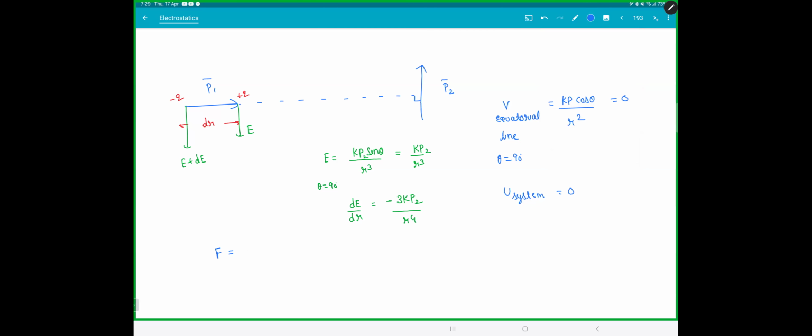So if you differentiate du by dr, you get a radial force. So this is a tangential force. How much is this? So this will be q into E minus q into E plus dE. So minus q into dr and dE by dr. Q into dr becomes P1. So this becomes 3k P1 P2 by r power 4. There. So when the dipoles are parallel, you get 6 and here you'll get 3. Clear, everyone?